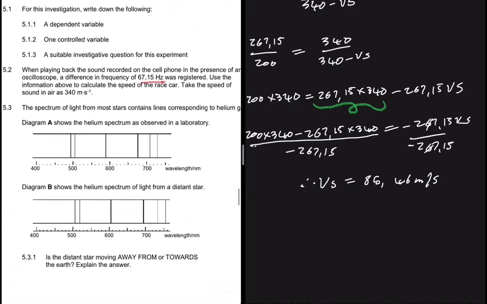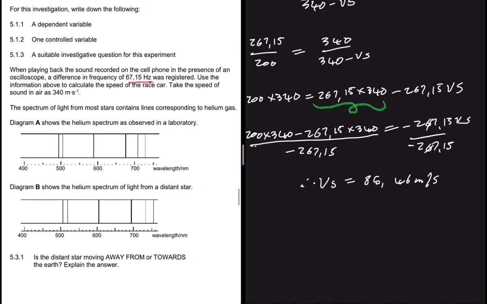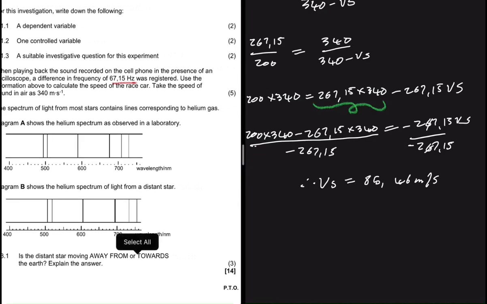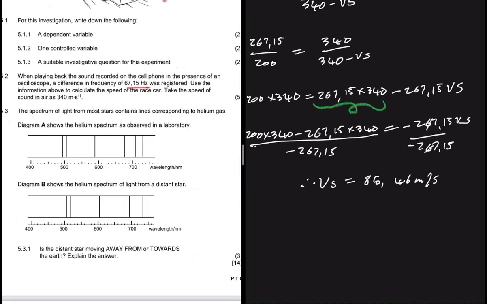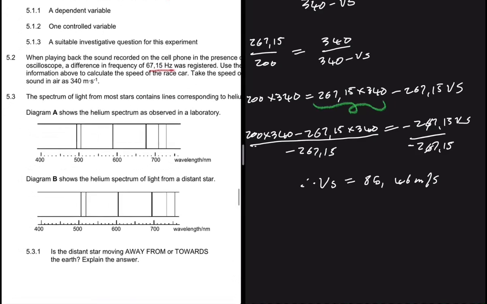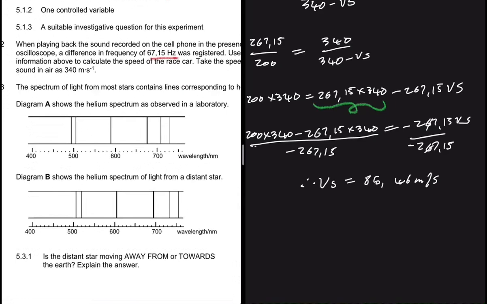Moving to 5.3, the spectrum of light from most stars contains lines corresponding to helium gas. Diagram A shows the helium spectrum as observed in a laboratory. So let's look at diagram A right there, as you can see. And then diagram B shows the helium spectrum of light from a distant star. And then the obvious question is, is the distant star moving away from or towards the Earth? Explain your answer. It is moving away, right?